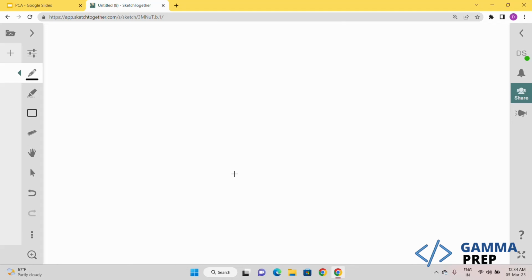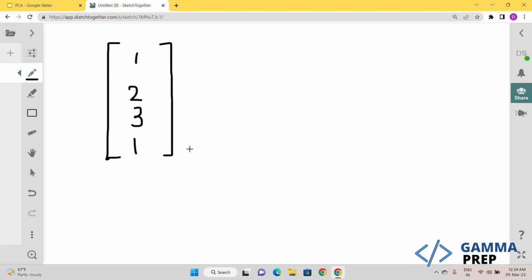So first of all, what is a column matrix? A column matrix is a matrix which has only one column. For example, like this. So here the size is 4 cross 1. That is, there are 4 records and 1 column. So if you have only one column, then that matrix is called a column matrix.